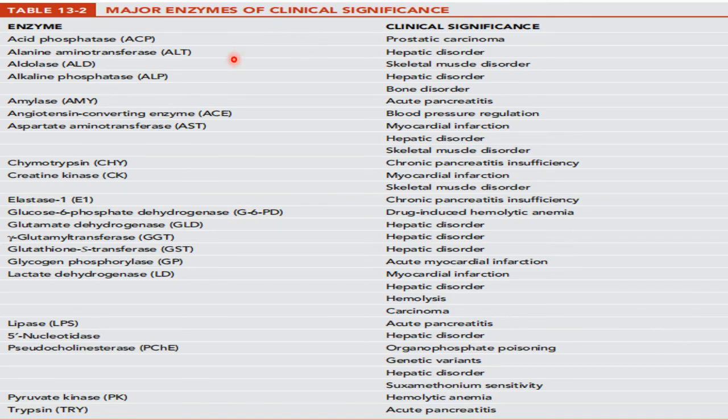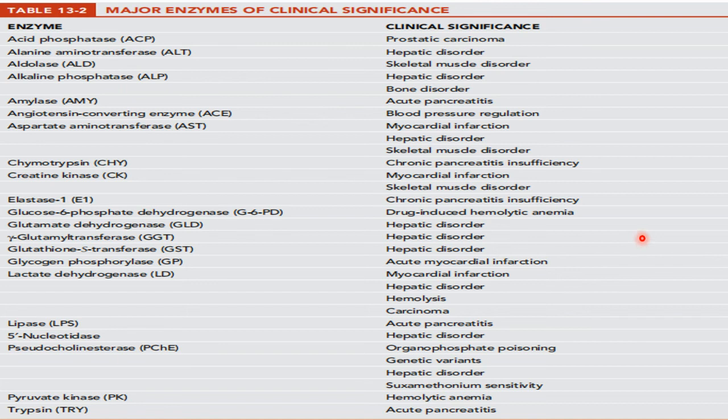So, major enzymes, here again. These are the clinical significance of the enzymes. We have acid phosphatase or ACP. It is significant for prostatic carcinoma. We have ALT, hepatic disorder; aldolase, skeletal muscle disorder; alkaline phosphatase, hepatic disorder and bone disorder; amylase, acute pancreatitis, and so on.